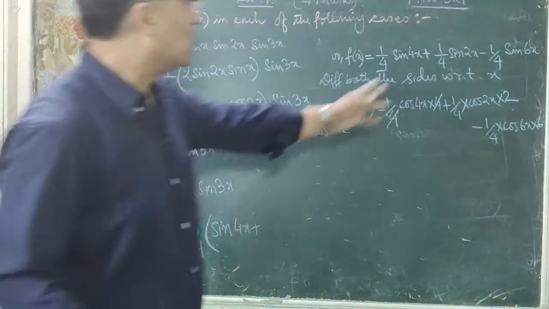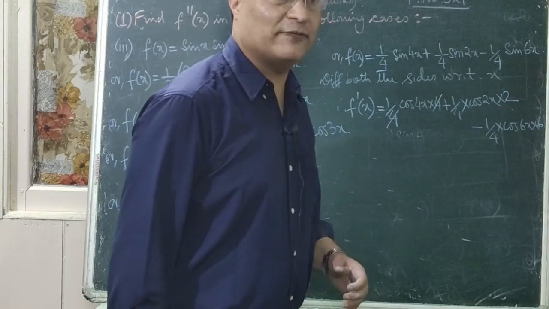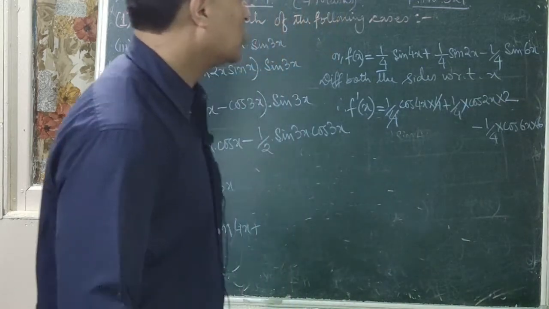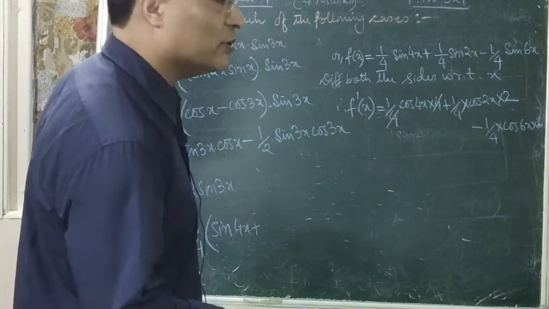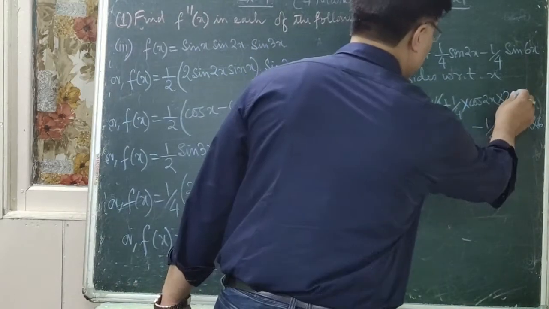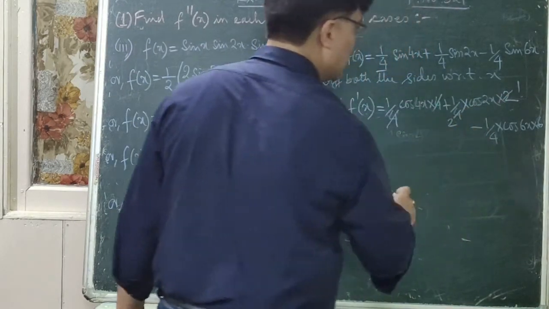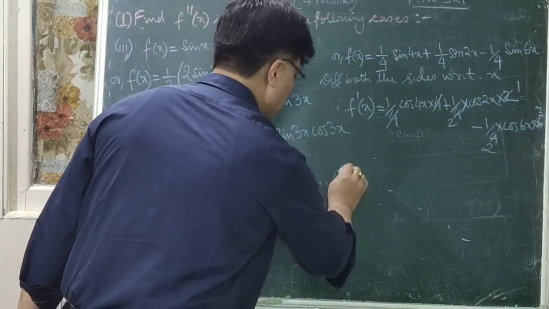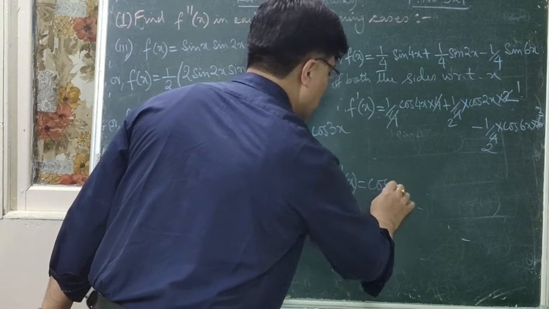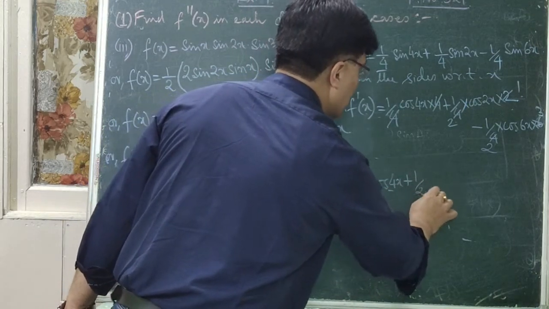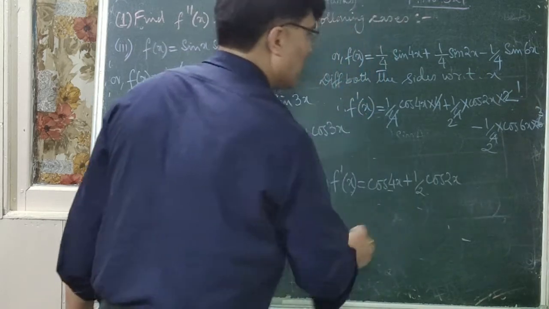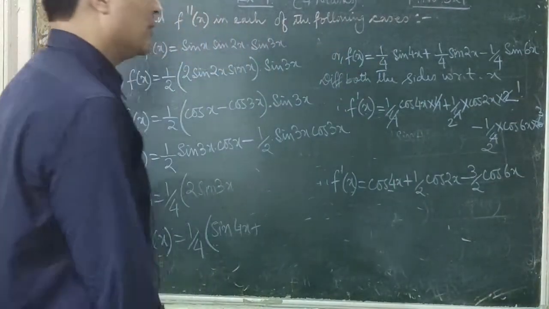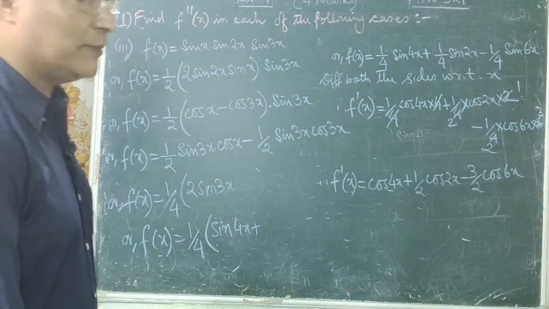Is that clear? Sin 2x लाई हामी sin x लिएर डिफरेन्शिएट गर्दैछौं. Sin x ko differentiation cos x, that is your cos 2x into 2. So minus 1/4 into cos 6x into 6. Okay. So here you can cancel. 2 1s are 2, 2 2s are 4. Here 2 2s are 4, 2 3s are 6. So therefore f dash of x is equal to cos 4x plus half cos 2x minus 3/2 cos 6x. So I think you have understood it. Okay. So you can copy it.